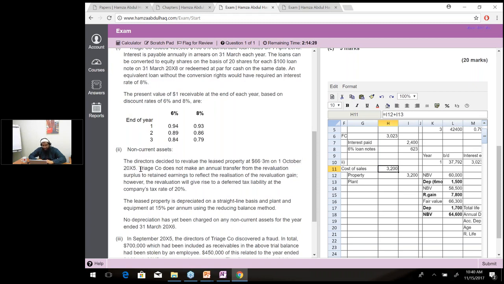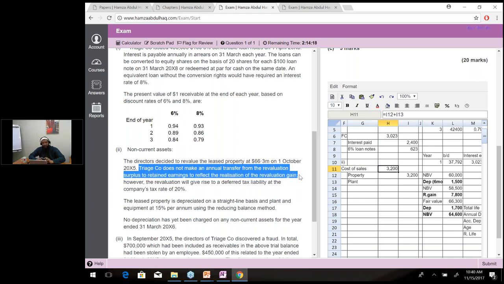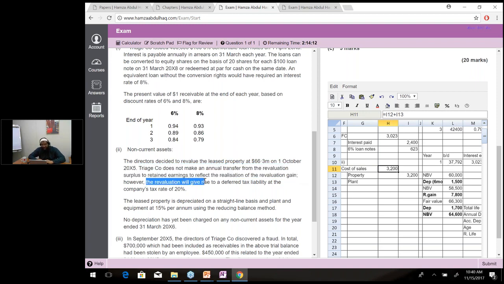Now I'm reading further. The question says that Triads company does not make an annual transfer from the revaluation surplus to retained earnings to reflect the realization of the revaluation gain. They do not transfer the revaluation gain. Good enough. However, the revaluation will give rise to a deferred tax liability at the company's tax rate of 20%. So we need to record the revaluation and the deferred tax both.